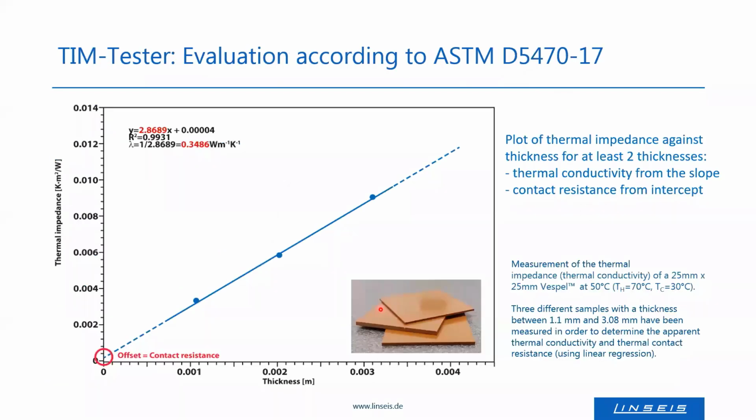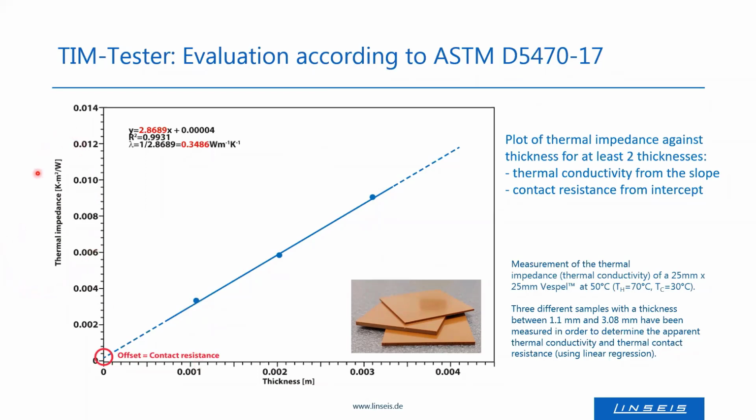The data evaluation is done according to a certain American standard. And in this standard, it's specified that you should analyze the same sample with 3 different thicknesses. In this case, 3, 2, and 1 millimeter thickness.